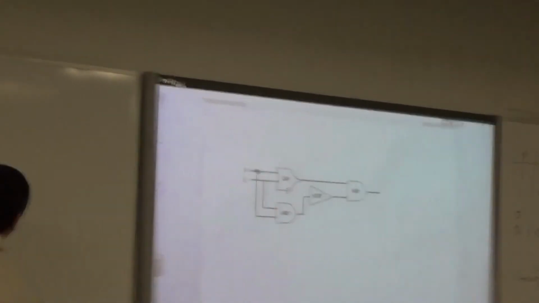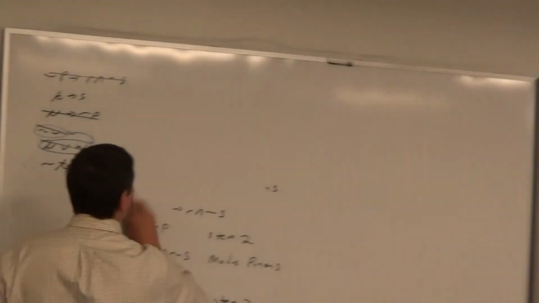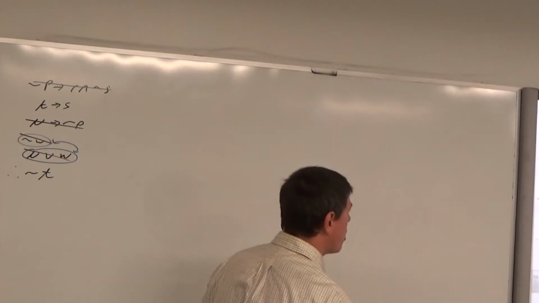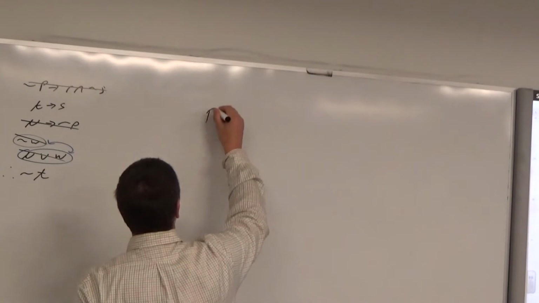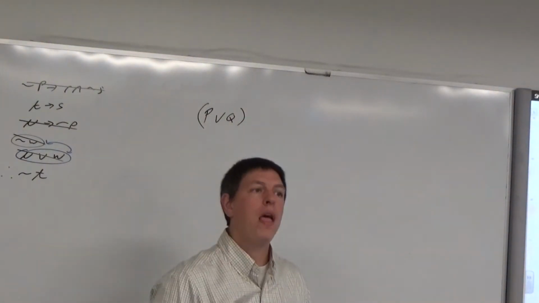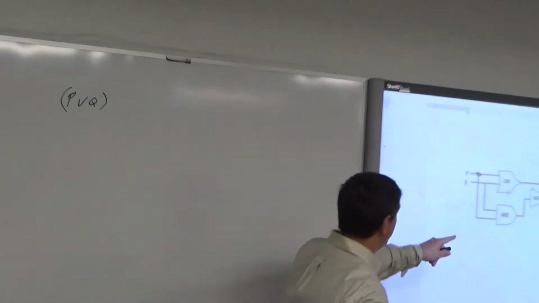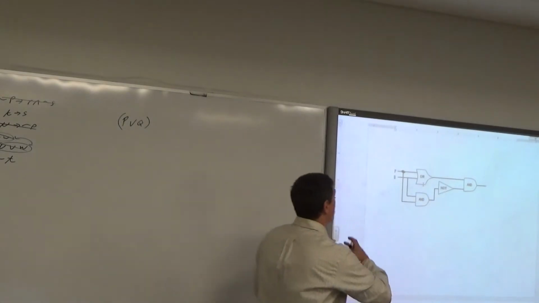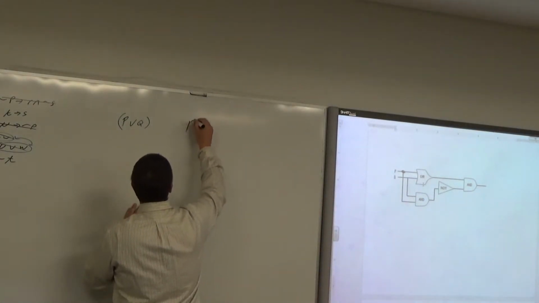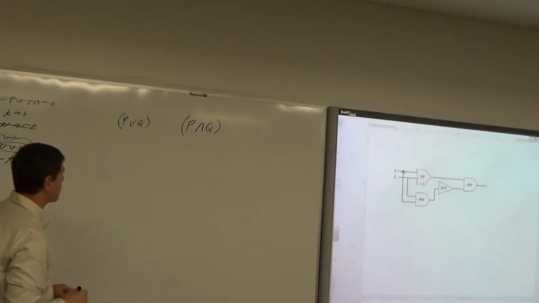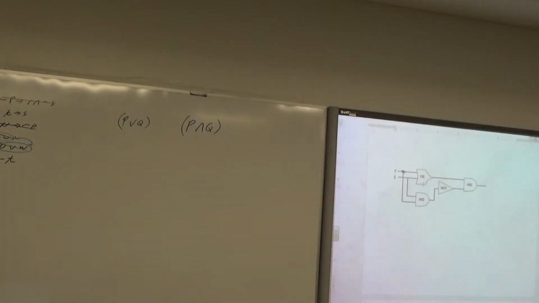If I was to try to build a Boolean expression from this circuit, the first thing I do is I see a P or a Q. Okay, so I see P or Q. Put that in parentheses. The next thing I see is a P and a Q. So off to the side of that I'm going to have P and Q, and I'm going to put that in parentheses. Okay. And then there's a couple more things I need from this.